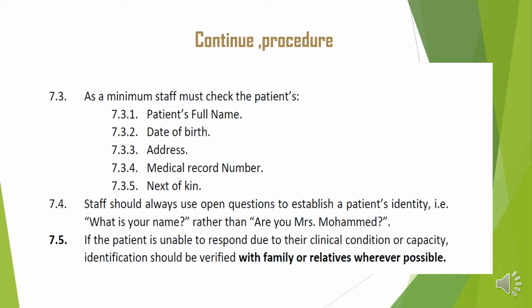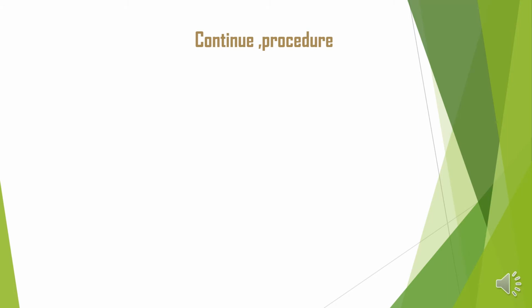If the patient is unable to respond due to their clinical condition, coma, analgesia, anesthesia, RTA, or capacity, identification should be verified with the family or relative wherever possible. So if the patient is unable, maybe he's young, elderly, comatose, or in a traffic accident, you have to verify the name and the medical record number with the next of kin or the carer or the guardian, or even with the staff if you don't have a carer, guardian, or a family member.